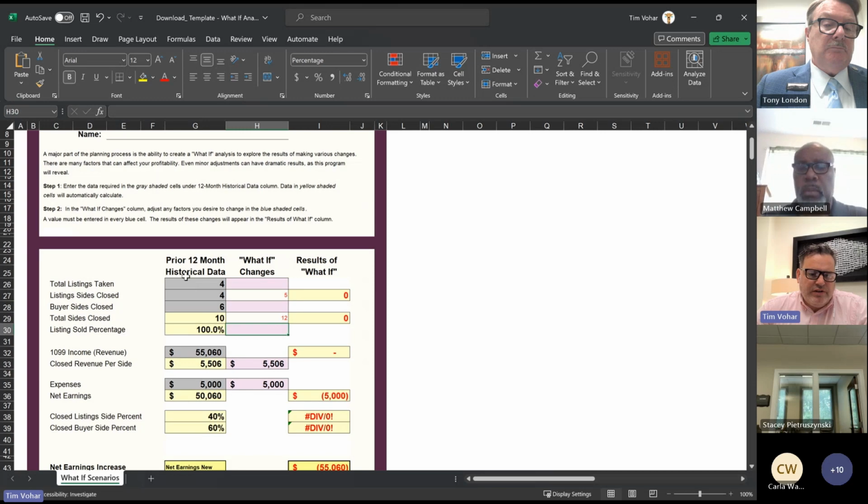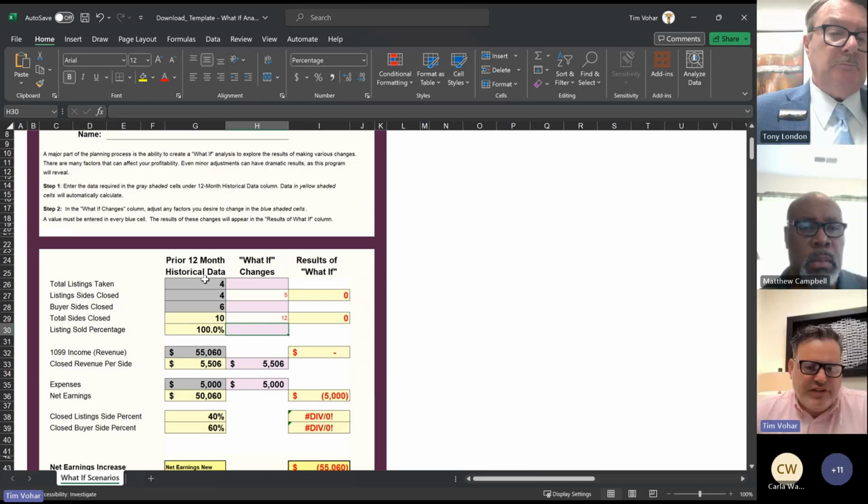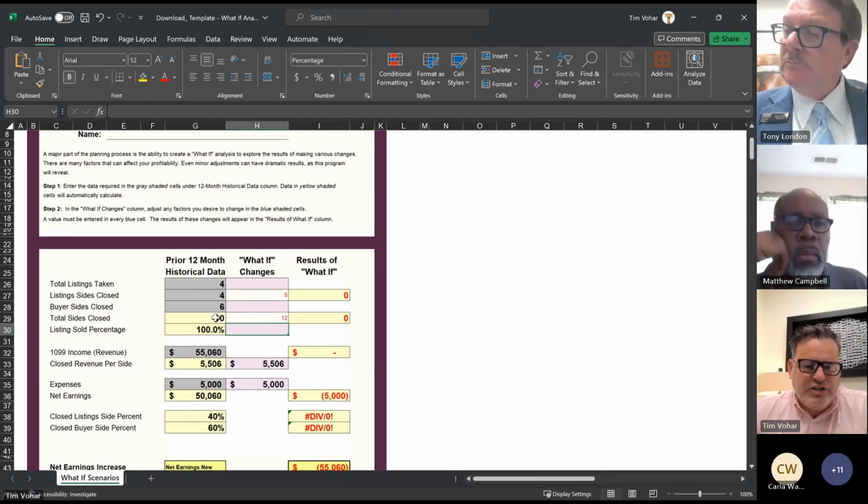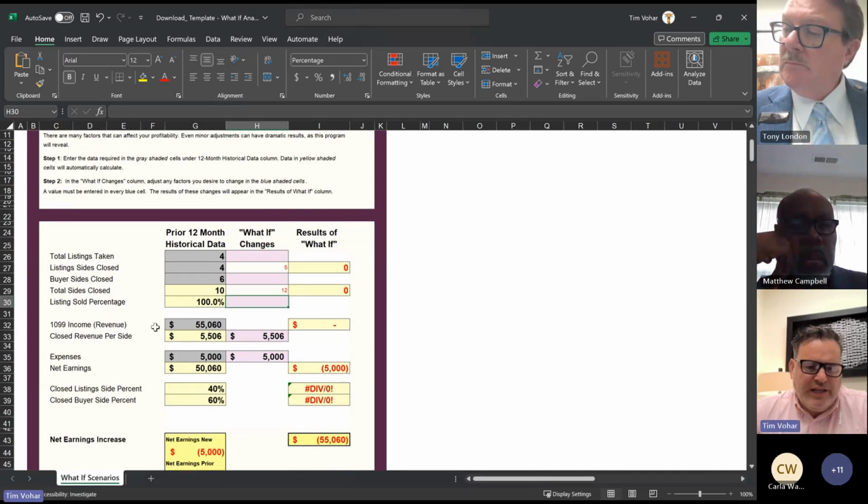So over here, this is the agent for this year. She had 4 listing sides closed. She had 6 buyer sides. She had 10 closings, and that was 100% of her listings sold. So 4 and 4, 100%, 6 buyer sides, 10 transactions. Her income was $55,060. She got this from her 1099.